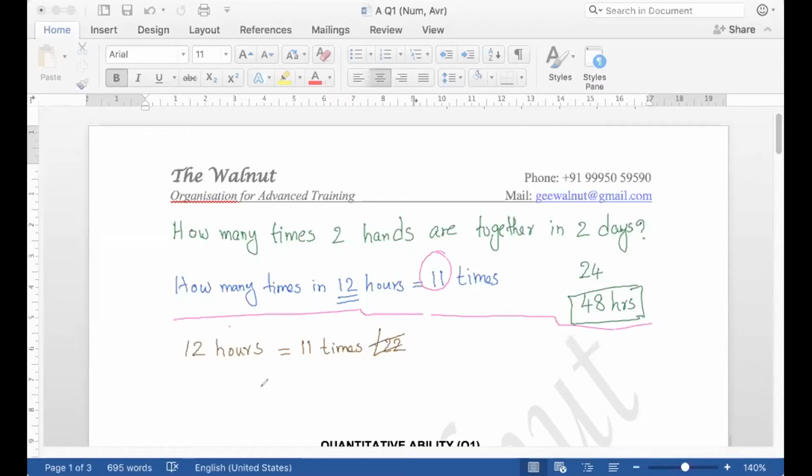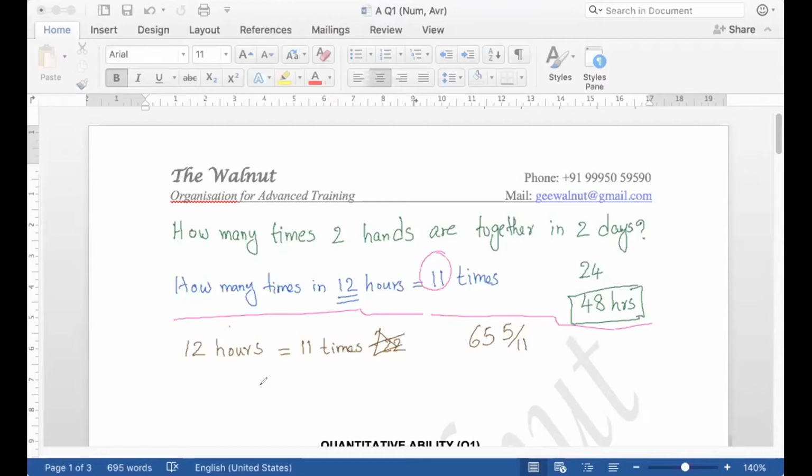It happens after 12:30, right? Only one time. Between 1 o'clock and 2 o'clock, how many times does it happen? It happens one time, right? So it is every hour, not actually every hour, it is every 65 and 5 by 11 minutes. It happens once. So in 12 hours, it happens 11 times. Remember this.